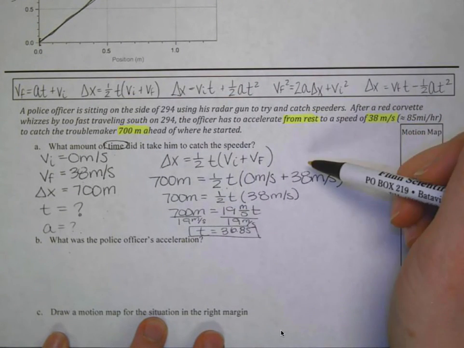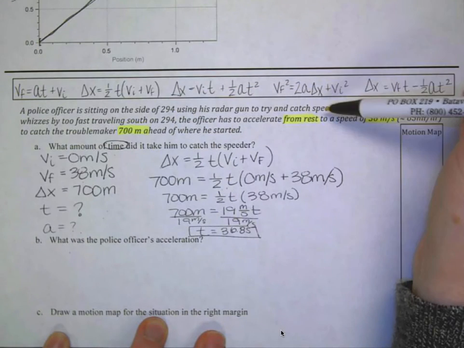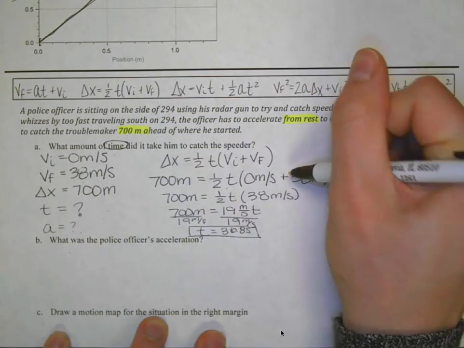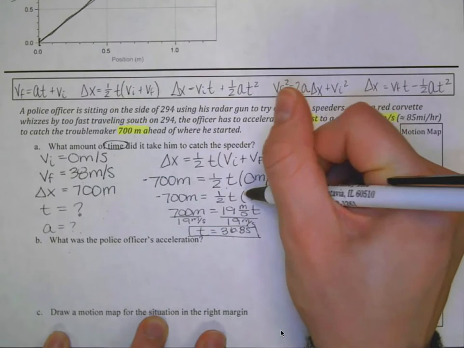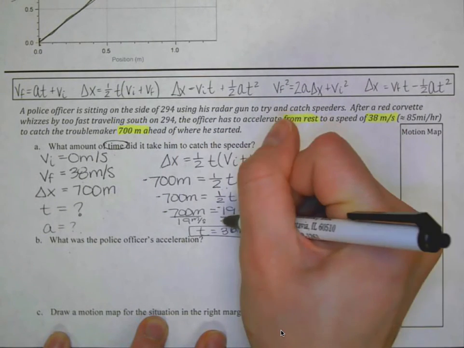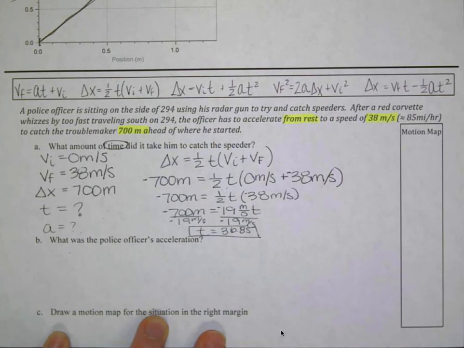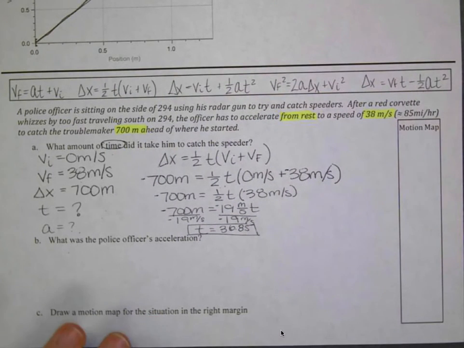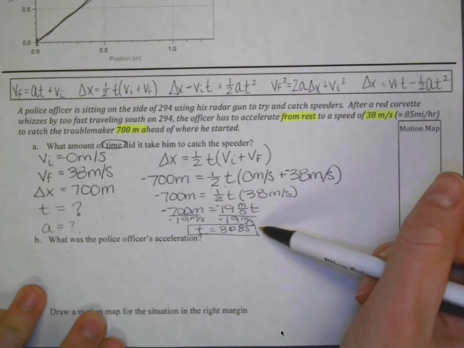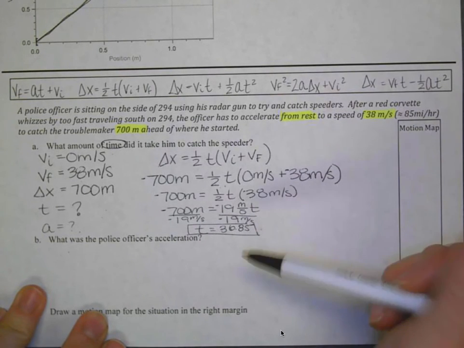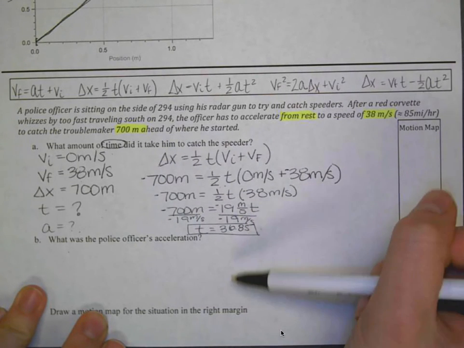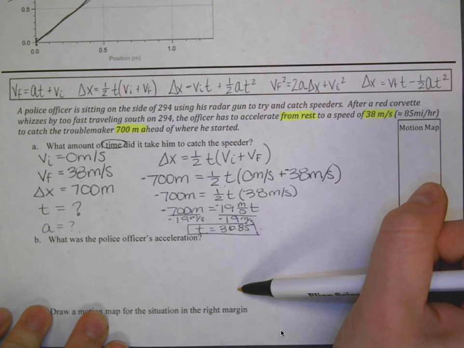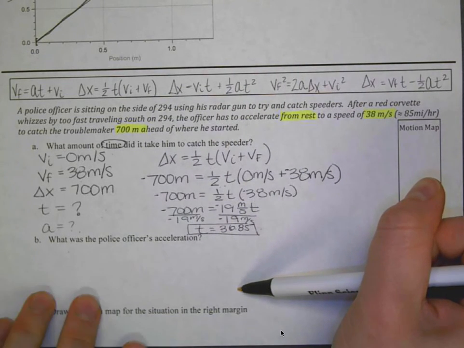Now, you might be realizing that this says he's traveling south on 294. That would realistically make our final velocity negative and our displacement negative, which really does not affect our answer, as we would still get a positive 36.8 seconds. On the next part, problem B, what is the police officer's acceleration? You now can use this time if you would like to, but I tend to shy away from using an answer I found in case this answer was wrong. It would cause me to get B wrong, and we have enough information to solve just for the acceleration.